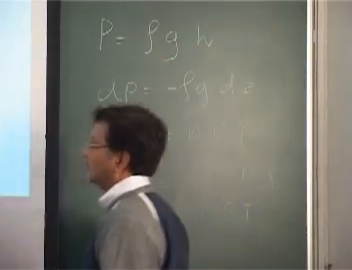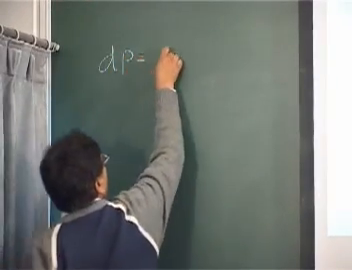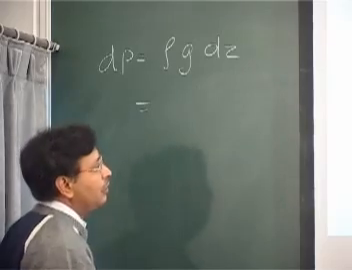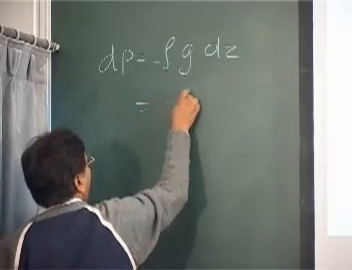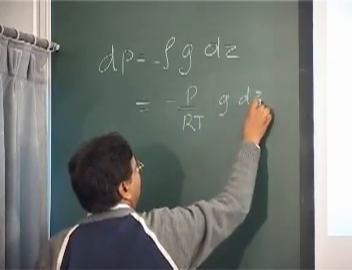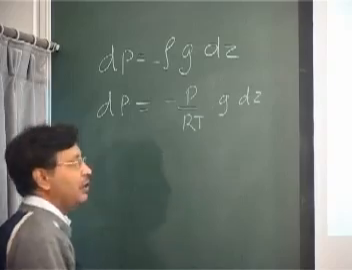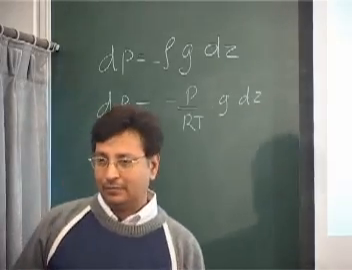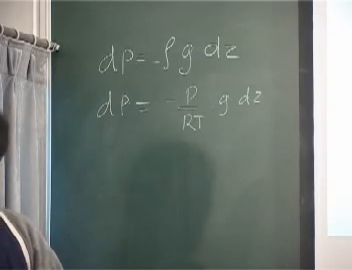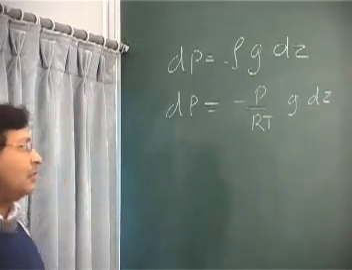So then what can I do? What was this thing? dP was rho g dz. What is that rho we got from? Please tell me. P by RT g dz. And dP. I can find out the pressure, find out what will be the pressure that will change as the height changes. Take any height, initial condition as Z1, Z2, and pressure as P1, P2. And please tell me what expression you are getting.